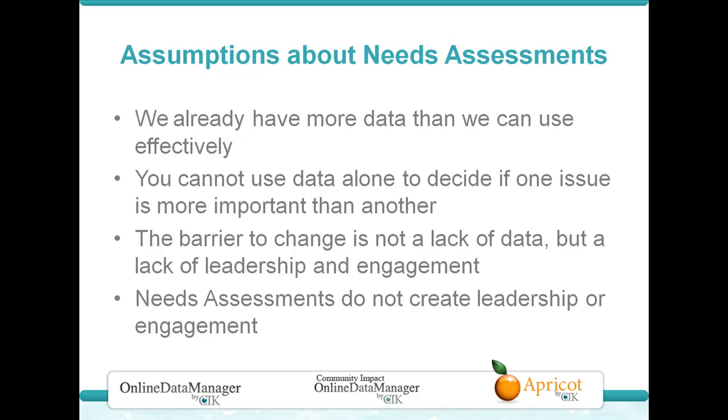So the barrier to change is not a lack of data, but a lack of leadership and a lack of community engagement. And needs assessments do not create leadership or engagement. And that's why it becomes so important that we begin to look at other strategies beyond just needs assessments, according to my work and perspective.